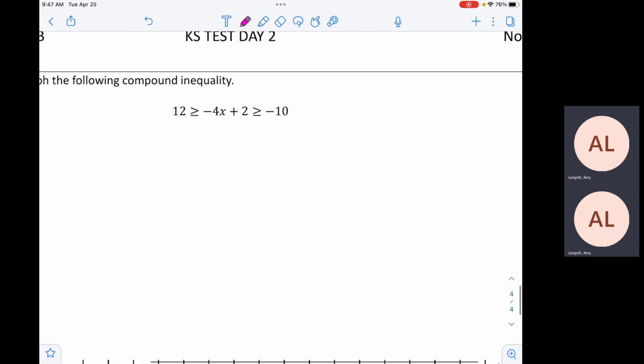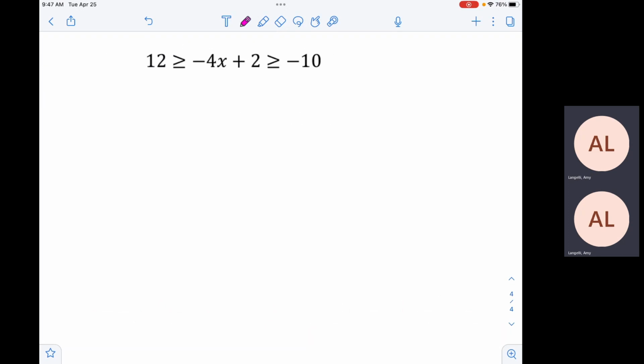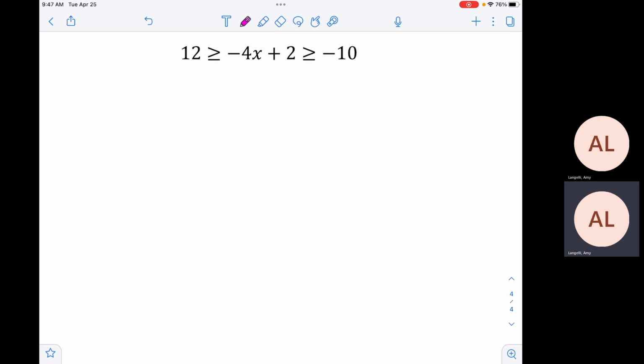All right, this one. Last problem of the notes. Solve and graph the compound inequality. I know. -2 is correct. Okay, I would like to show you what he has on his screen. I don't disagree with it. Let me make sure I say that.